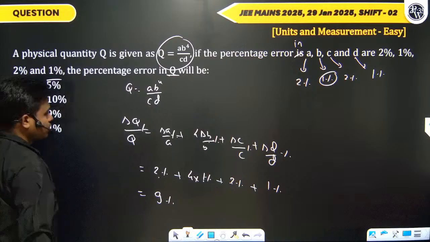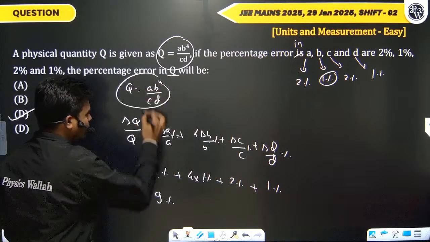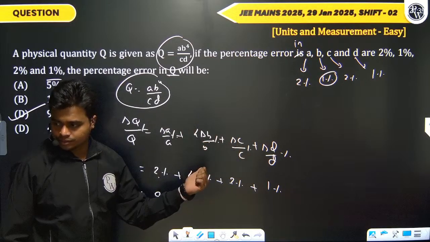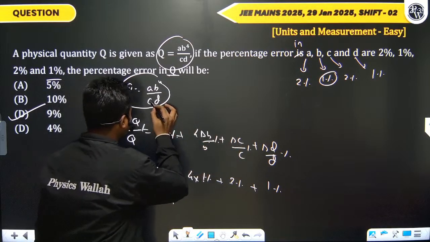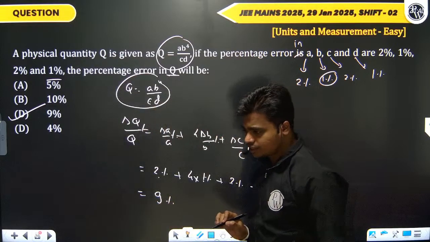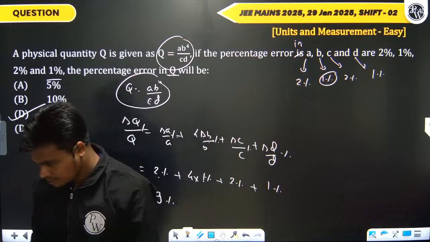So this is the standard question pattern, where whatever power there is, you take it outside, and the remaining terms are written like this, whether they are in the denominator or numerator. I hope all of you got this answer, which is option D. Yes.